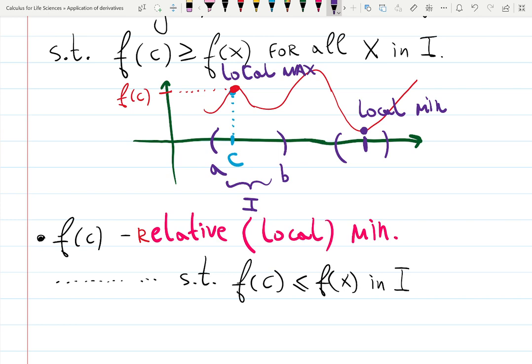Relative means relative to other points. So it might not be the biggest hill or the smallest valley, but locally, or relative to the points around it, it is a hill and a pit, or valley.